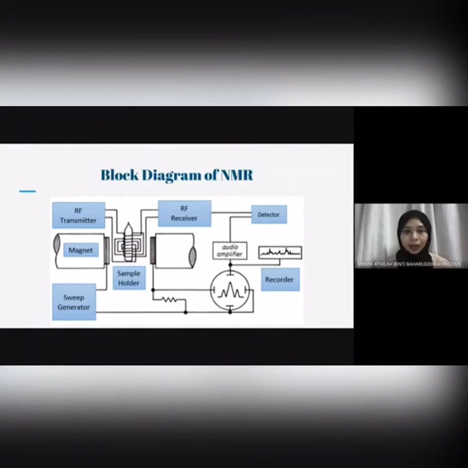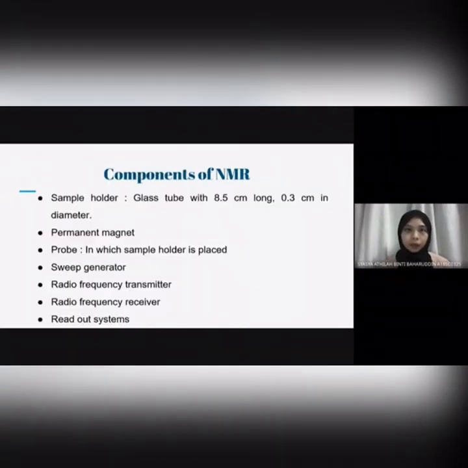As you can see, there are 7 important components of NMR, which are sample holder, permanent magnet, probe, sweep generator, radio frequency transmitter, radio frequency receiver, and readout system. So the function of each component: we use the sample holder to hold the sample. The sample holder in NMR is normally tube-shaped. The permanent magnet gives the magnetic field, for example, the strength and the direction of the magnetic field.